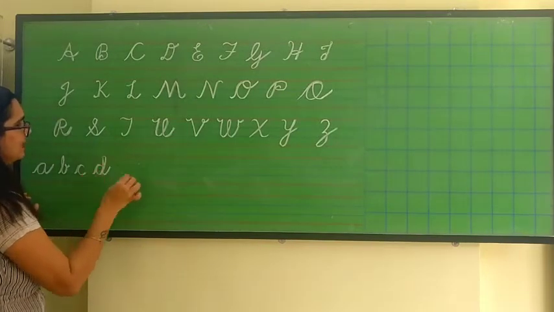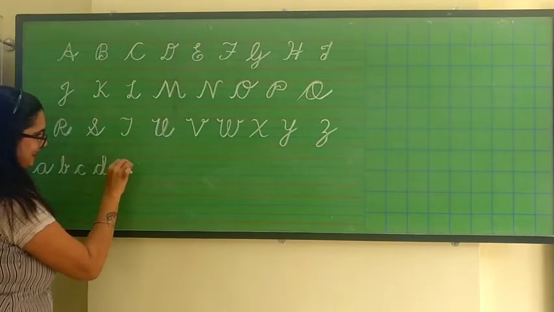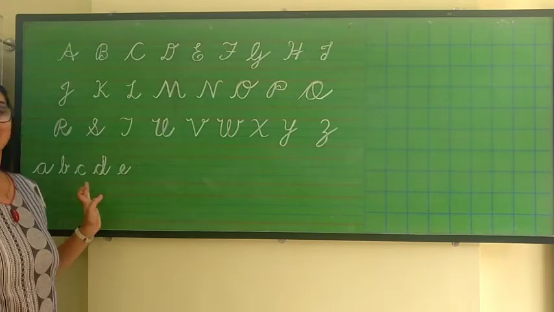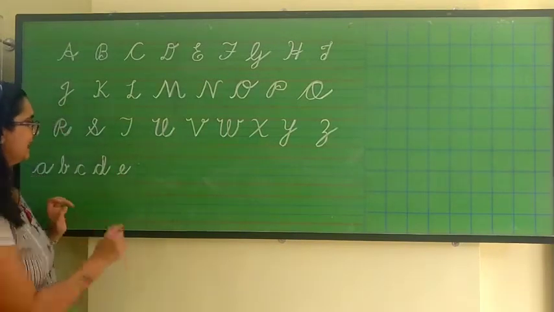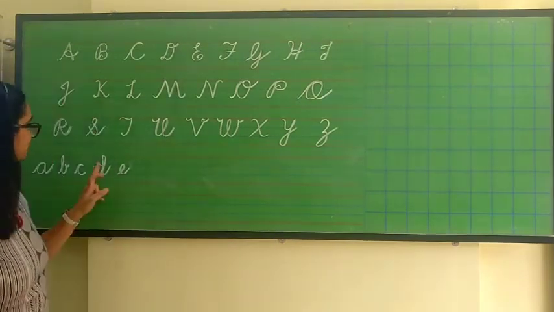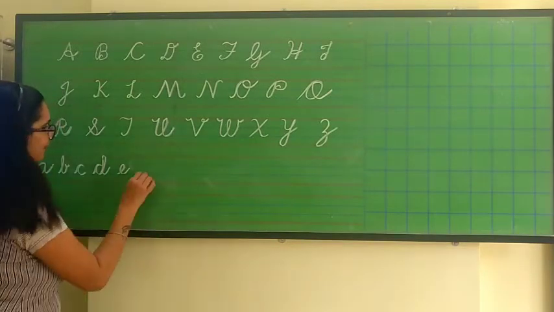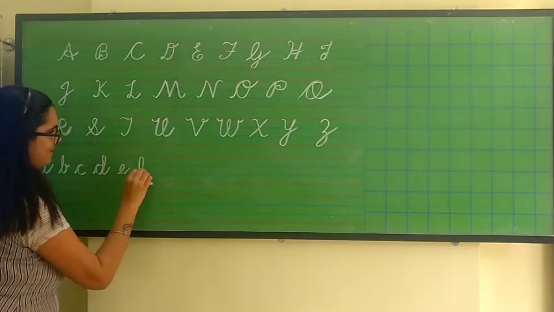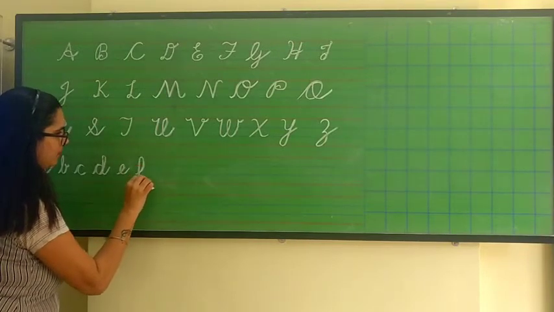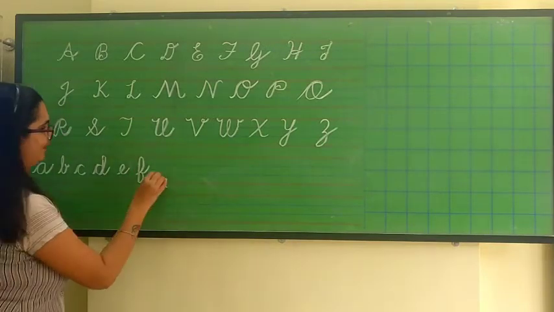After D is letter E. So we are writing the small letters A, B, C, D, E. Yes? And now after E comes F. Yes, after D and E comes letter F. Slant line here, go up, come down. T.